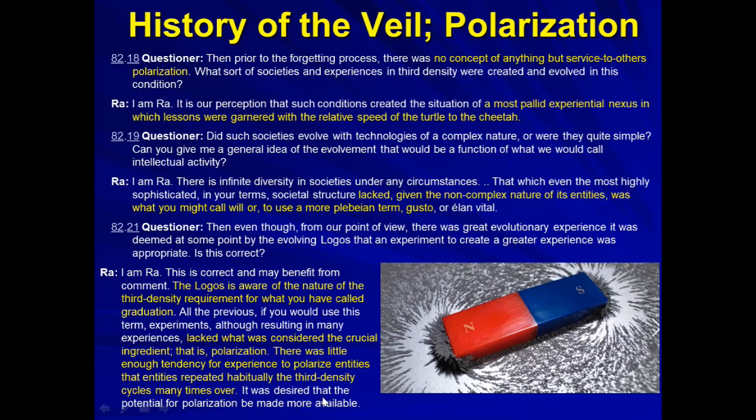It was desired that the potential for polarization be made more available. And that's why they created the idea of the veil, to see if that would be a means to increase the potential for polarization. Questions about that?